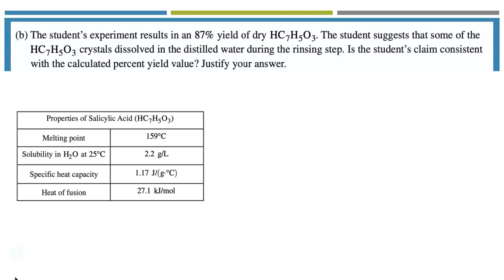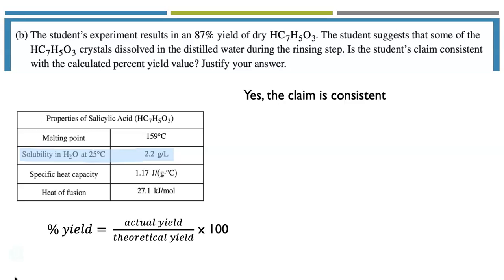In this question, we're asking, would the rinsing step lead to a percent yield that's less than 100? In the table, we're told that salicylic acid has a measurable solubility in water. We can dissolve 2.2 grams of salicylic acid in a liter of water. And just to remind you, percent yield is the ratio of actual over theoretical yield. We calculated the theoretical yield in part A, so we know what that should be. So really what we're trying to figure out is, would this rinsing step affect our actual yield?